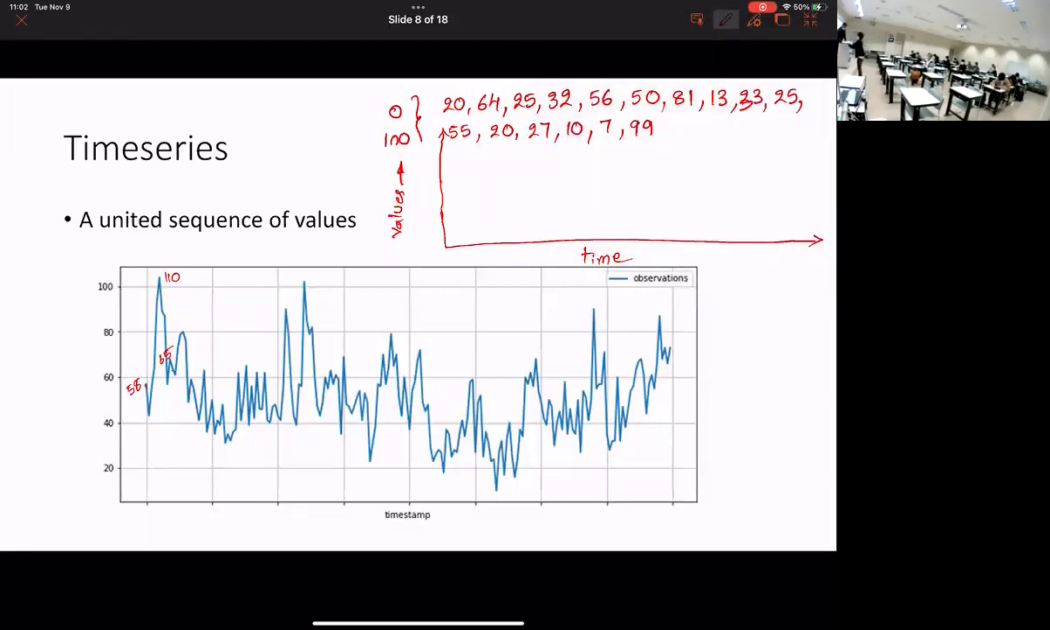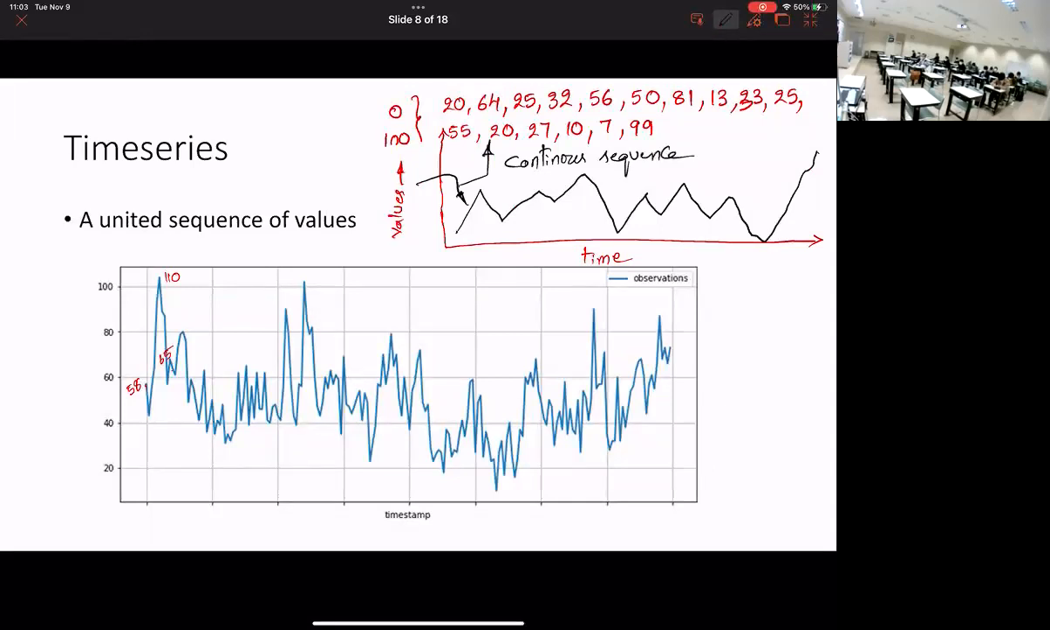Okay. So roughly it starts: 20, 64, 25, 32, 56, 50, 81, 13, 33, 25, 55, 20, 27, 10, 7, 99. This is how the figure should look. Next time, whenever you are seeing this figure, always think this graph is coming from a continuous sequence.